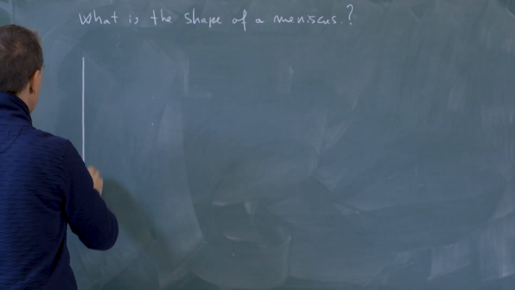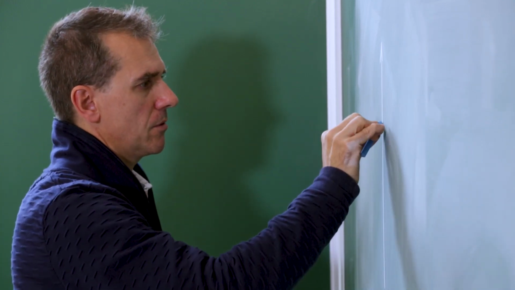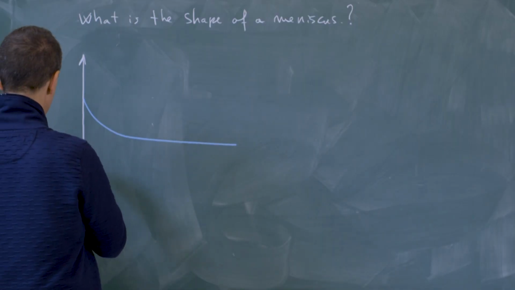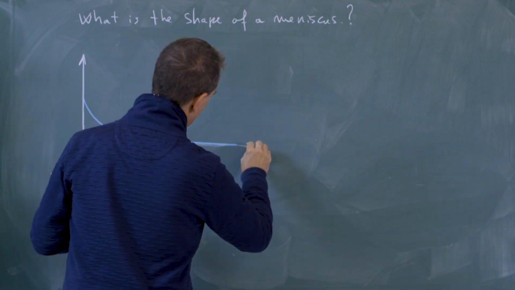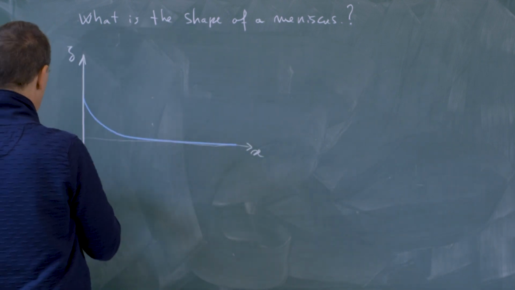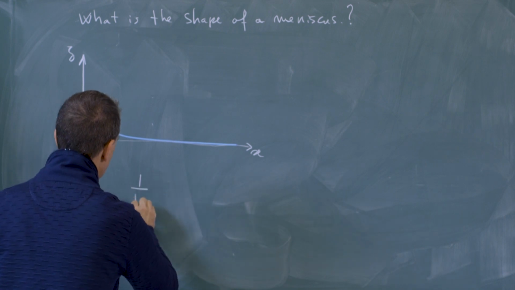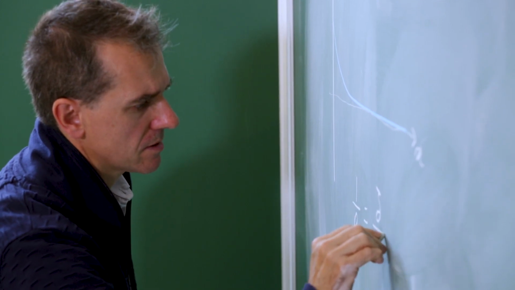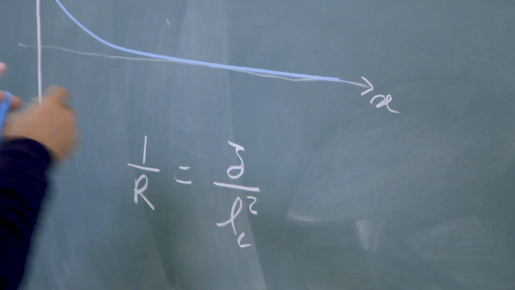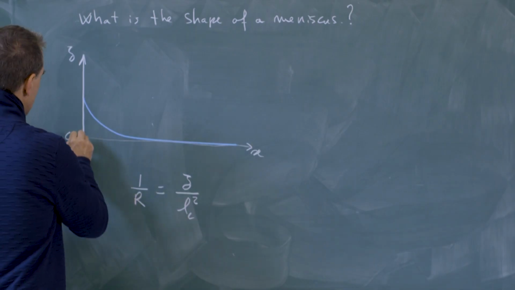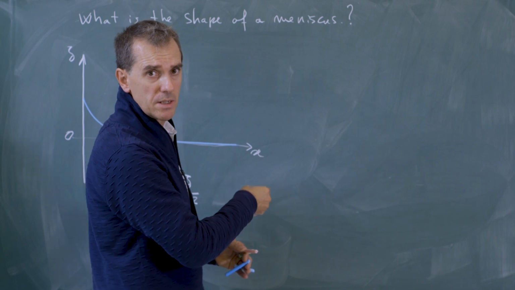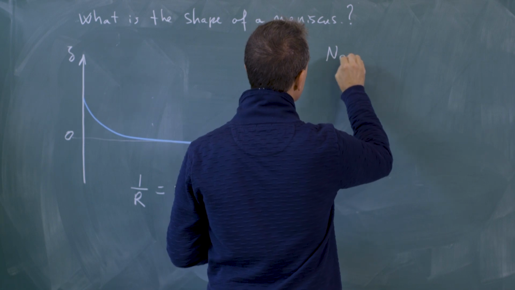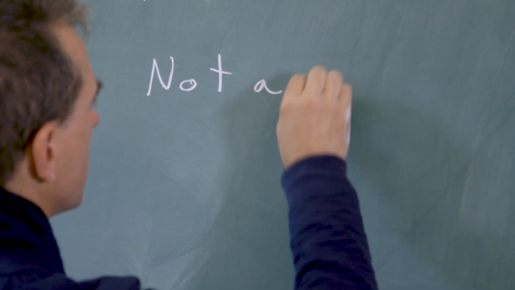So what we found was that the shape of a meniscus, so the region that connects the liquid with the vertical wall, is given by the following relation between the local curvature, 1 over the radius of curvature, the local elevation of the interface, that is called z, and the capillary length squared. So there are several comments that we have to make about this shape. The first one is that the meniscus is not a circle or a portion of a circle.